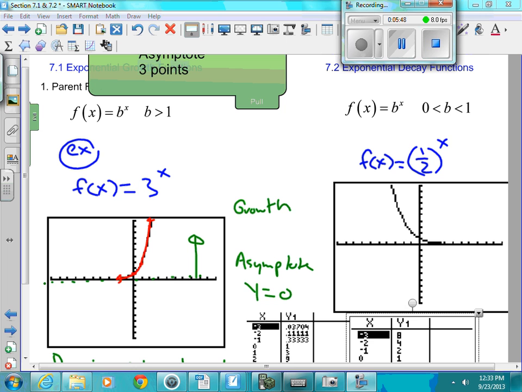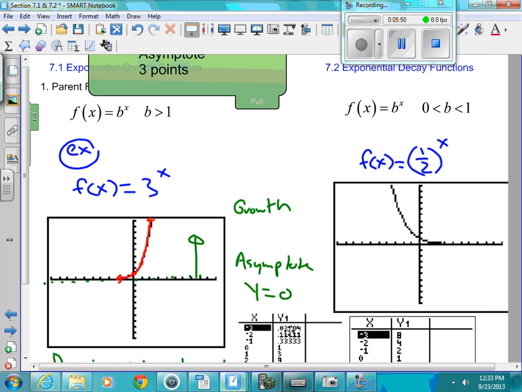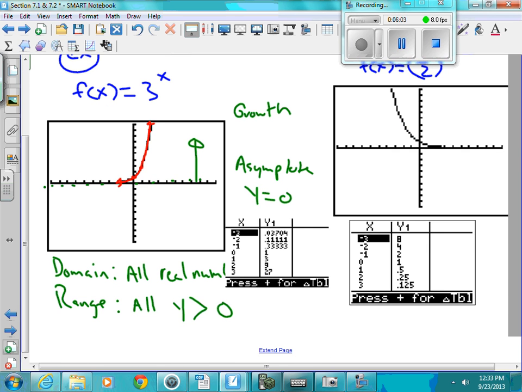Okay, here's another example. If we look at this one on the right, it says f of x equals 1/2 to the x. Notice our b value is between 0 and 1. We graph it on our calculator, and it's sloping down as we go from left to right. So is this a growth or a decay function? This is a decay function.